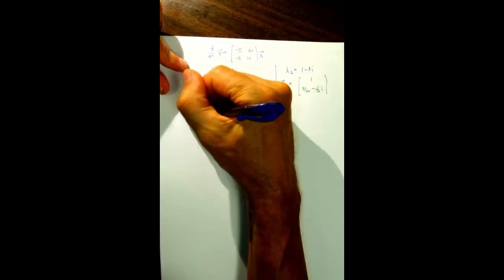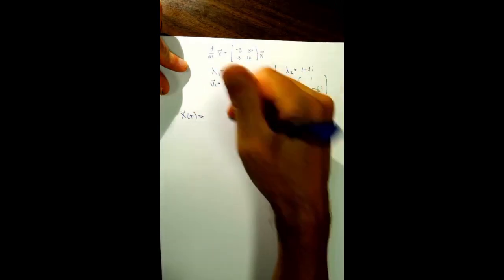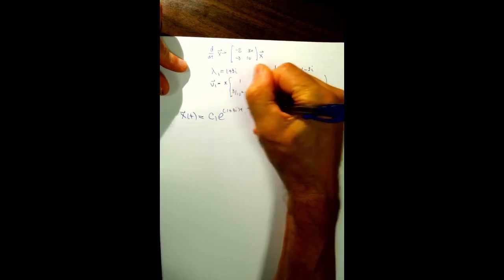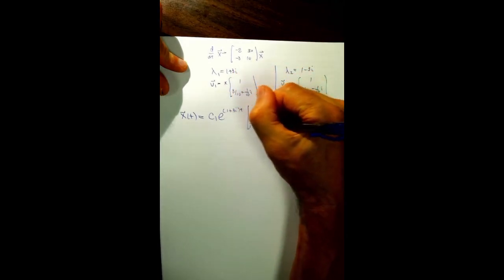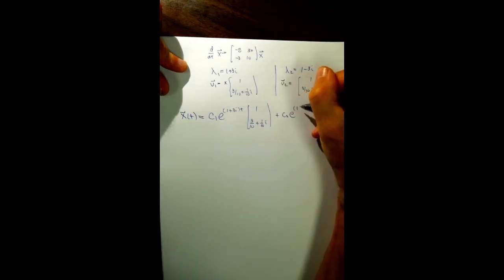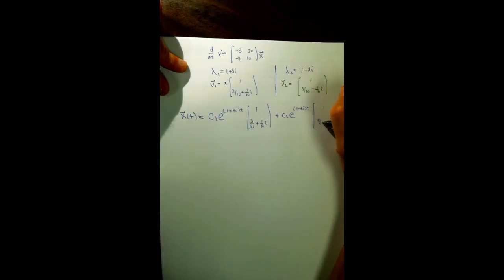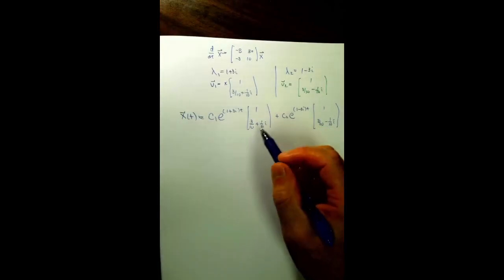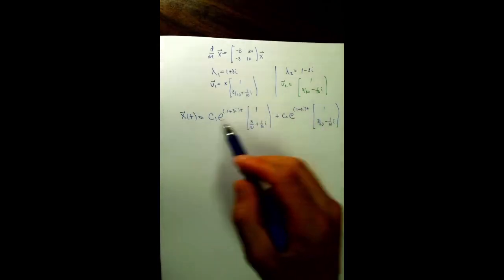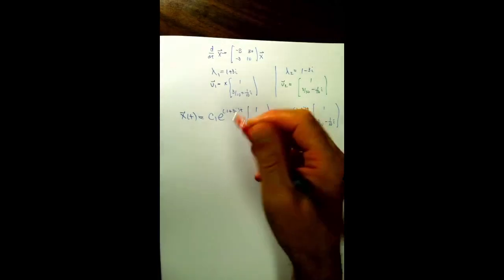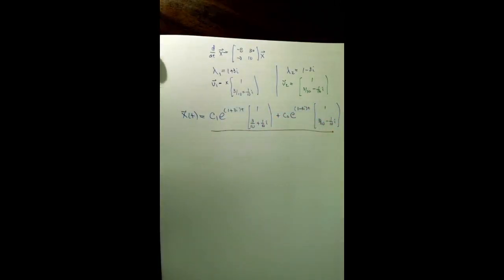But what does this mean? This means that my x of t is going to be c1 e to the 1 plus 3i t times v1, which is 1, 3/10 plus 1/10 i, plus c2 e to the lambda 2 t, so 1 minus 3i t, times 1, 3/10 minus 1/10 i. All right, in your book, your author goes through a huge amount of algebra and awful manipulations to show that you can write this in an equivalent way. This is perfectly fine to leave it like this.